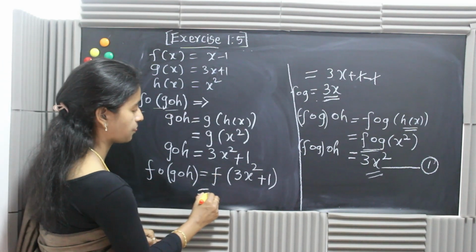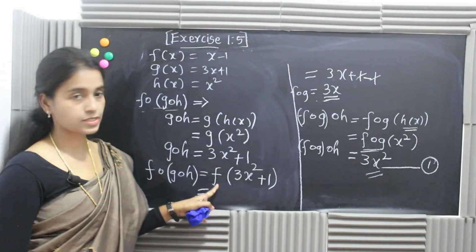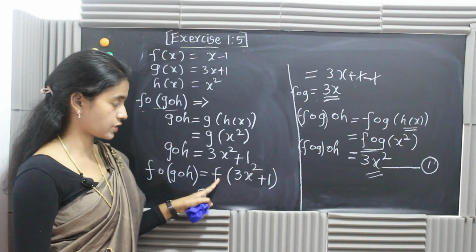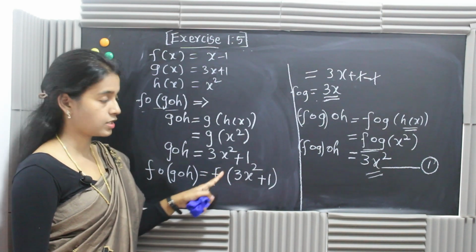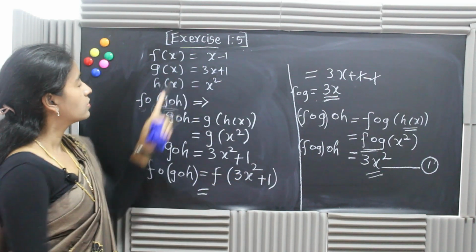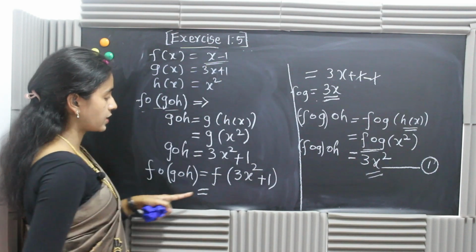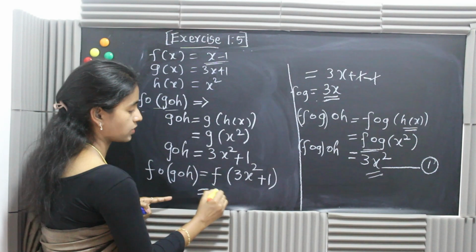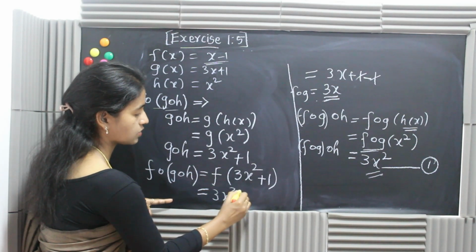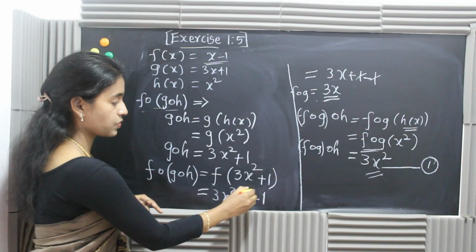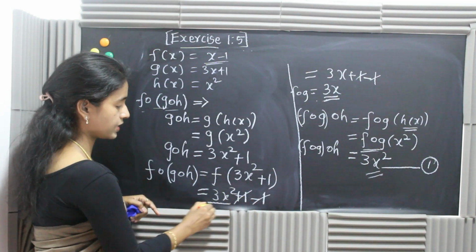And what would be the next step? Here f is given, right? So we should consider the f of x function formula. In that formula, we should apply this value in place of x. This is x minus 1, right? So I'm writing x here. What is x here? This one, 3x square plus 1. And this minus 1. We can cancel plus 1 and minus 1. So I'm getting 3x square.